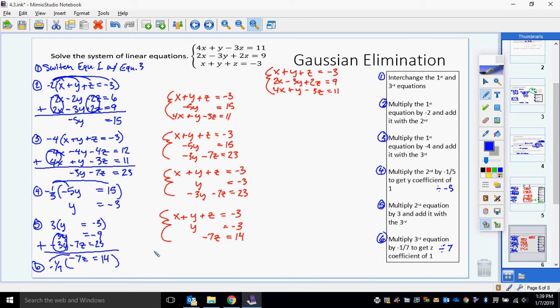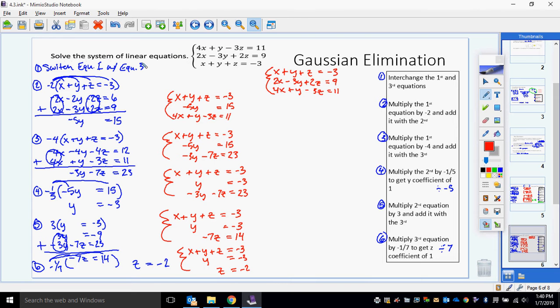And when I do that, I distribute it. I get a positive 1z and a negative 2. So my new third equation is z equals negative 2. Now I'm in row echelon form. I have a 1x, then a 1y, then a 1z. I'm good. However, it didn't just say put it in row echelon form.